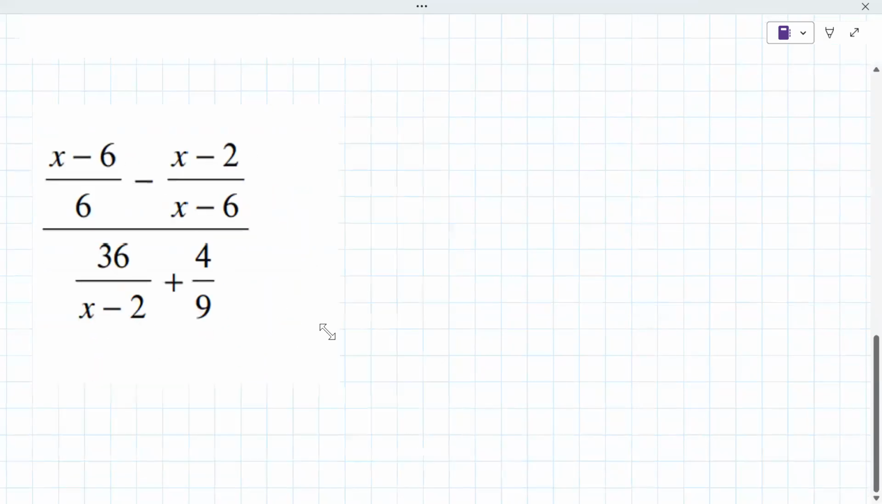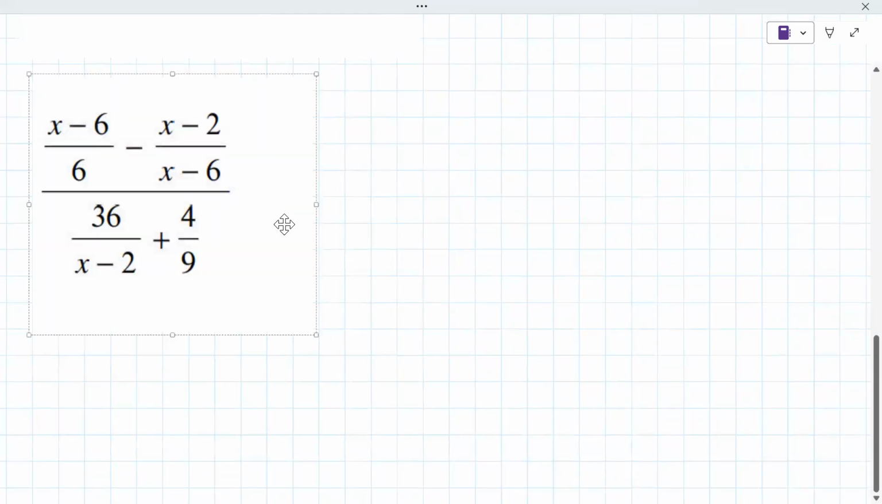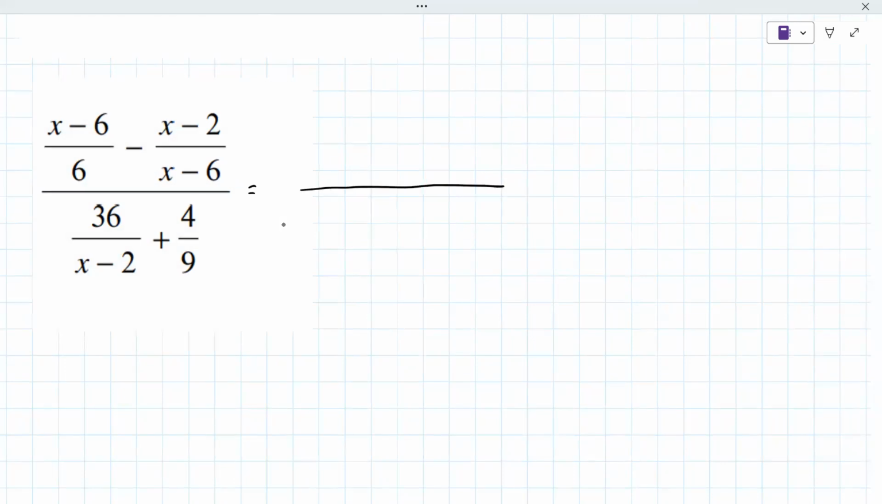Now it's really two separate problems from here. I'm going to just reframe it here, make it a little smaller. It's really two separate problems: the top and the bottom. Let's work on the top first. What is the common denominator on the bottom? The least common denominator.